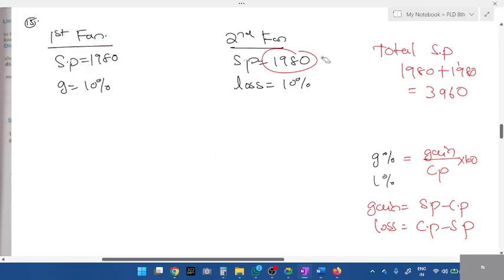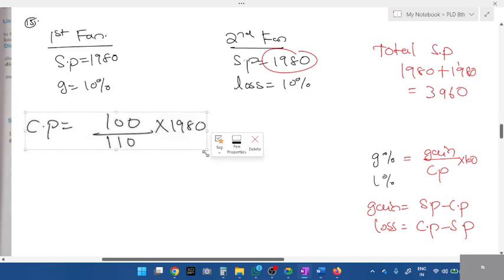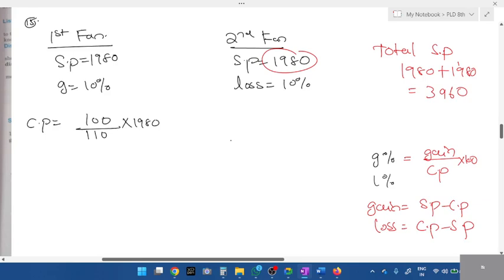Use cost price. What is the direct formula for first fan? Cost price is equals to 100 divided by 100 plus gain, right? 110 into 1980. Yes, calculate. Close all the notes, students. Concentrate on what we are doing. Next, cost price is equals to. For loss, what's the formula? 100 divided by 100 minus loss. 100 minus 10 is 90 into 1980. Calculate this, and I need you all to find the total cost price.